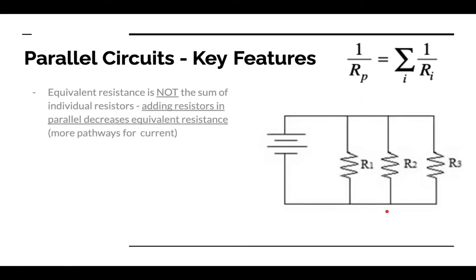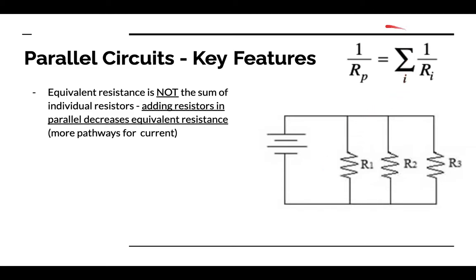Parallel circuits. Equivalent resistance is not the sum of individual resistors. Instead, you've got to be careful. Adding resistors in parallel decreases equivalent resistance. Again, the idea is that as you add more pathways, there's going to be more options for the current to choose from to flow through. Hence, the equivalent resistance will decrease.